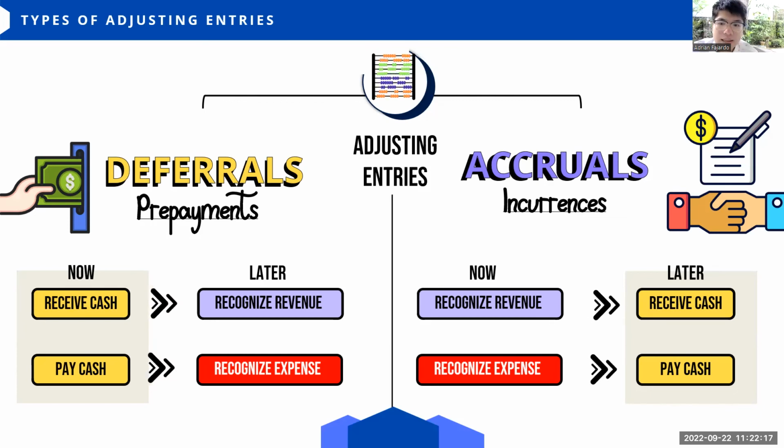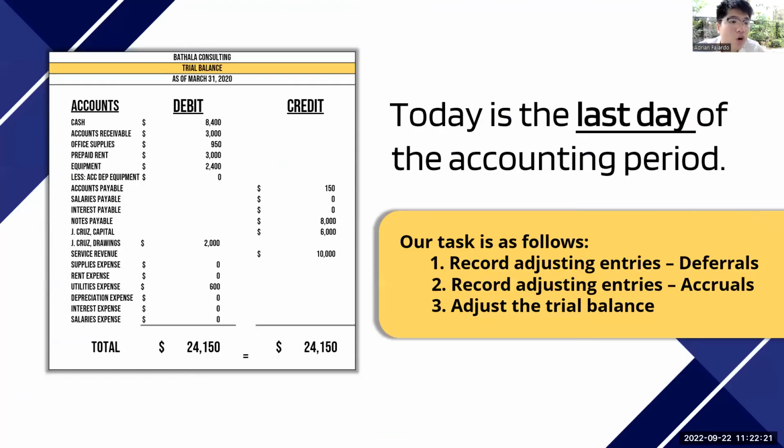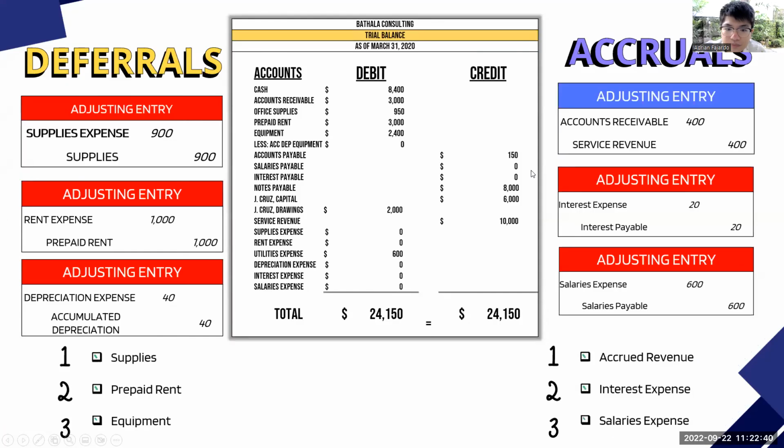Now, let's tie it all together, right? So now we go to adjusted trial balance. So again, we go back to our challenge. Today is the last day of accounting and you are presented with the unadjusted trial balance of Bathala Consulting. So we did the first two. We recorded the adjusting entries for deferrals. We recorded the adjusting entries for accruals. Now's the time to adjust the trial balance.